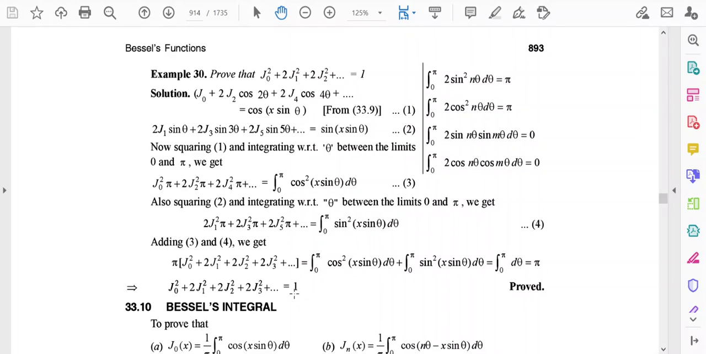So this is about the concepts of Bessel function. I request all the students to go through the textbook of Das and Verma for further understanding, and I also request you to solve the exercise problems given in this book.